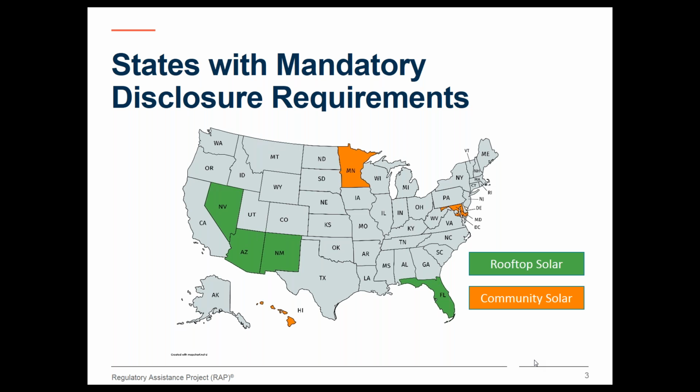Some of these might still be in the place where there's a law that is directing the PUC or another entity to develop rules. So I'm not certain that the rules are final in all 4 of these states, but all 4 of these states in green are adopting mandatory disclosure requirements. And that means that every consumer who's considering solar is going to get the same types of information, sometimes on the same form or in the same format, from anyone who's trying to offer them rooftop solar.